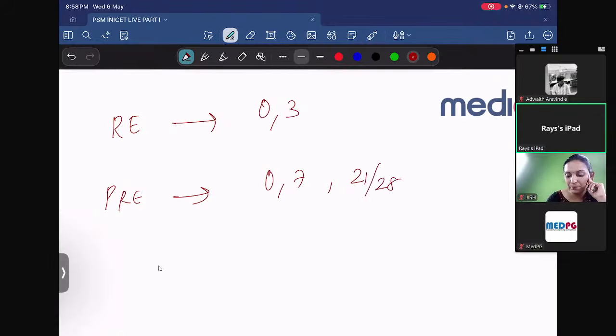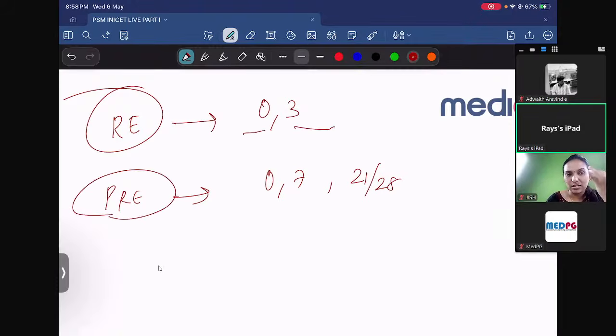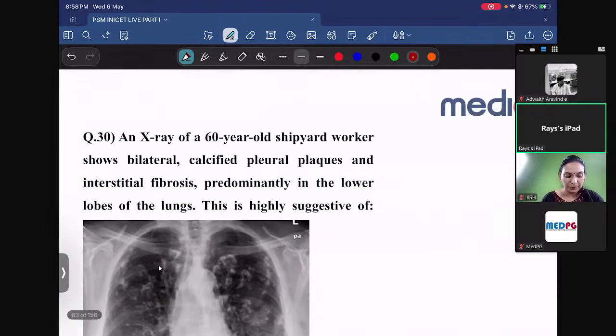So how do you remember this? Post has 2 letters, so you give on 0 and 3. Pre has 3 letters, 0, 7, 28, so it's on 3 days. That's how you remember the rabies vaccine. If it's a category 2 wound, just the vaccine is okay. Category 3 wound, you have to go for the immunoglobulin also. Okay, now moving on with the next question.